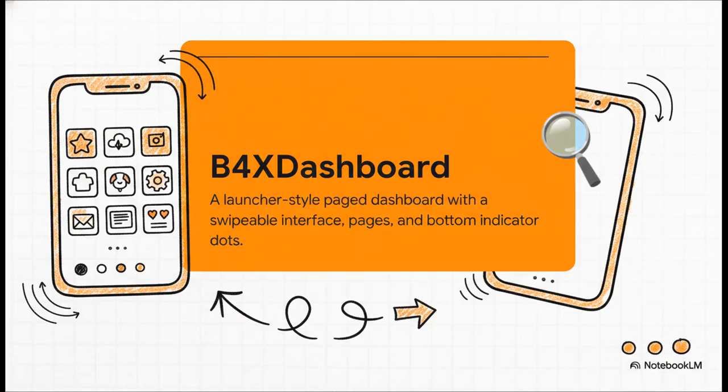Well, the easiest way to get it is to just pull out your phone and look at your home screen. See that grid of apps, the pages you can swipe through, those little dots at the bottom that show you what page you're on? That is basically the B4X dashboard, but all packaged up and ready to go. It's an incredible shortcut to getting that modern, polished launcher feel.